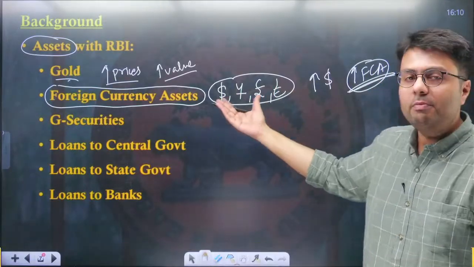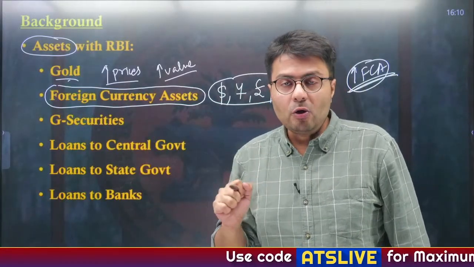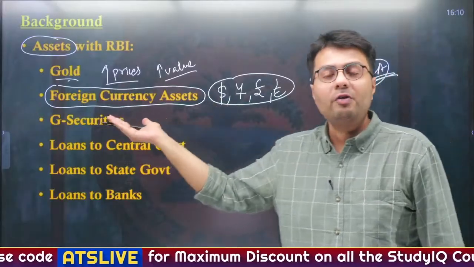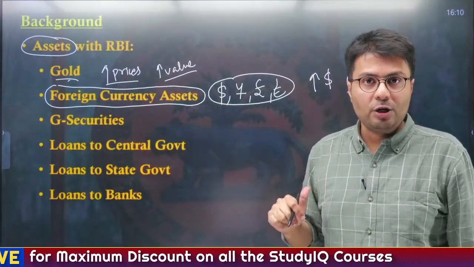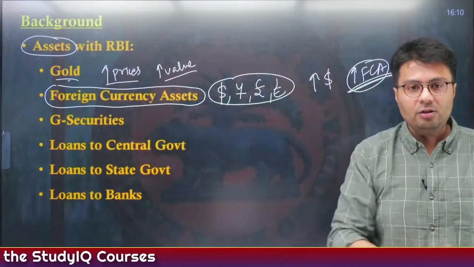Suppose RBI purchased $100 at a price of 60 rupees per dollar, but now the price of a dollar is 85 rupees. Automatically, the profit of RBI for that dollar is 25 rupees per dollar. So this is how RBI makes money out of the foreign currency assets that it holds.